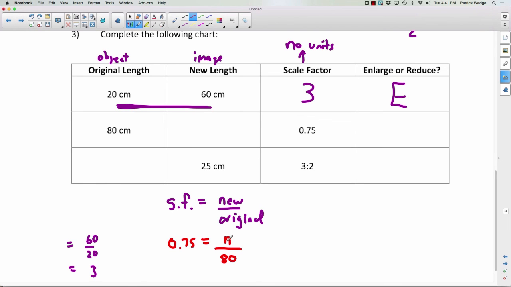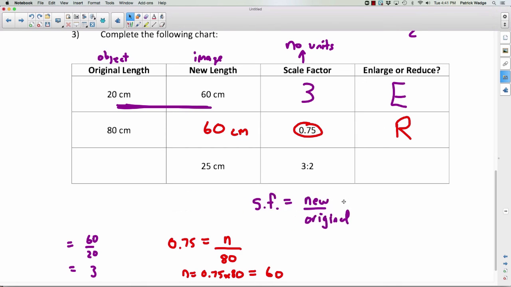Okay, I got to solve this. Looks like algebra. I have n divided by 80. So what are you going to do? You're going to multiply both sides by 80. So I get n equals 0.75 times 80. And if you multiply that, you get 60. So we know that this one here is 60 centimeters. Okay, it was 80 and then it went to 60. Got smaller, that's a reduction. Or if you like, 0.75 is less than 1, so that's a reduction.